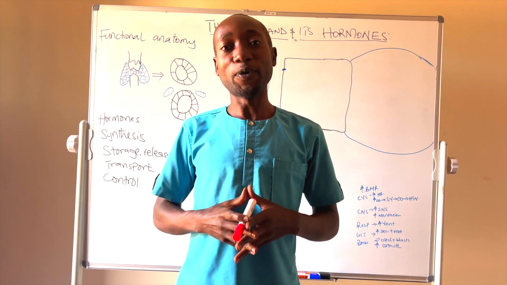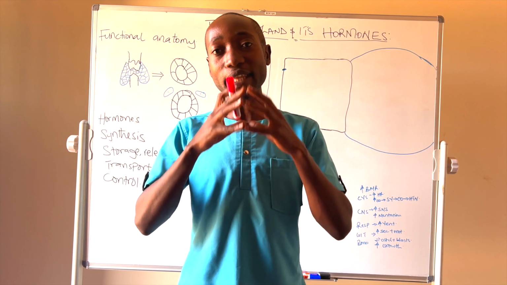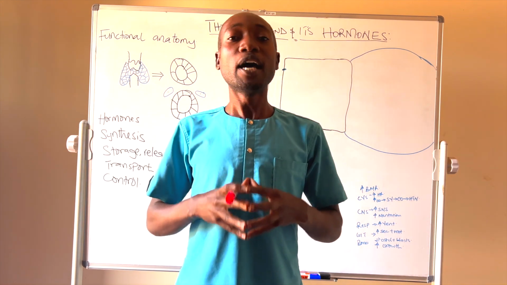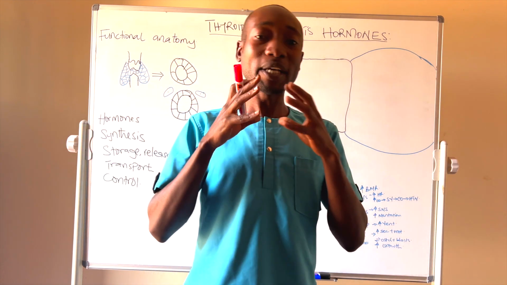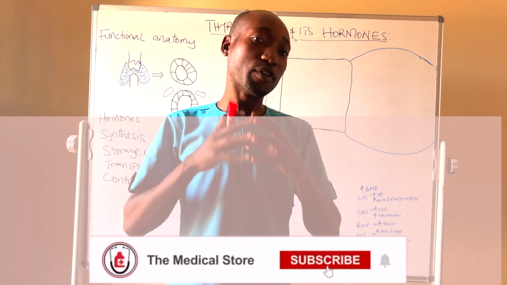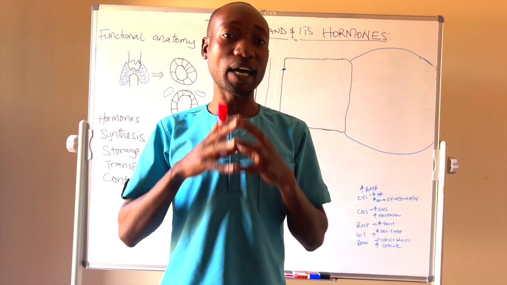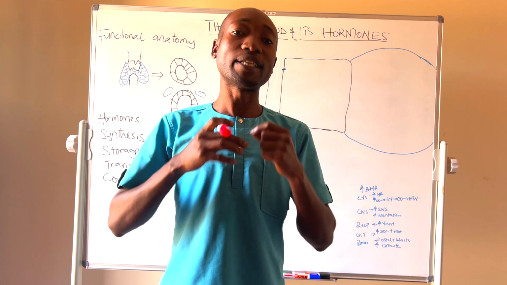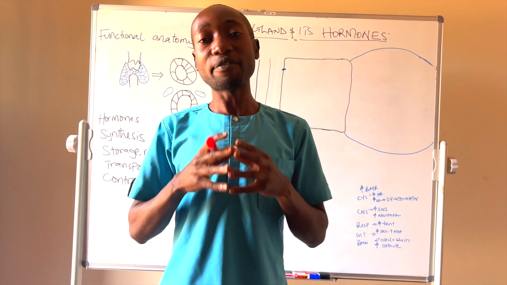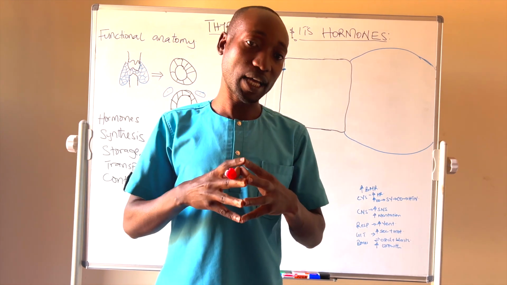Welcome back to the channel, and today we are going to be reviewing the thyroid gland and the hormones that are produced by the thyroid gland. Okay, so we are going to first look at the functional anatomy of the thyroid gland. From there, we are going to look at the hormones that are produced by this thyroid gland, and then the synthesis of these hormones. And then after that, we are going to look at the mechanism of action of these thyroid hormones.